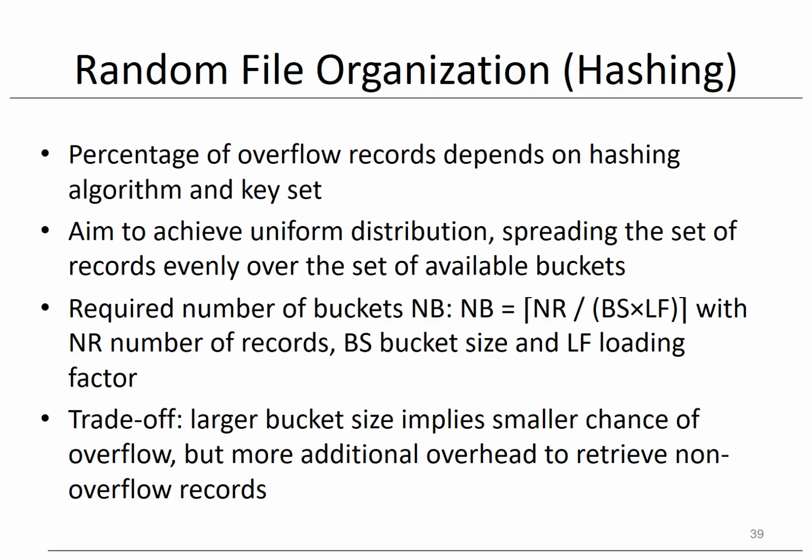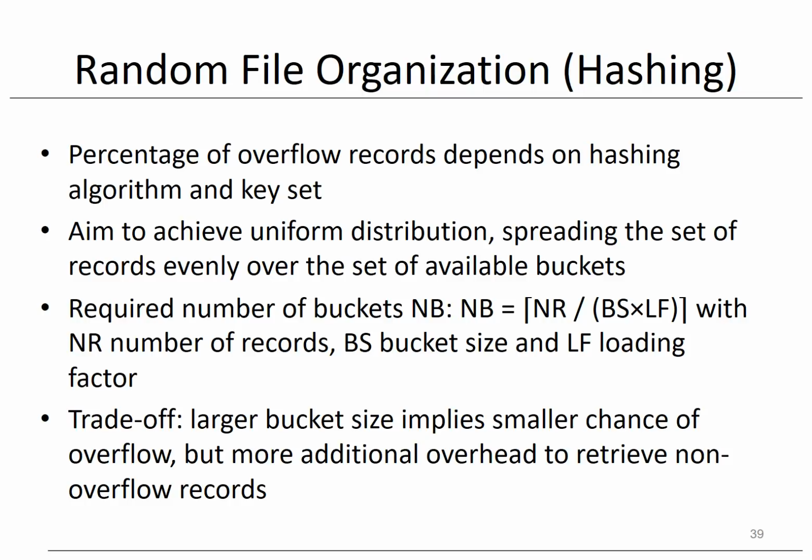In many cases, the key values are not distributed evenly. It is up to the hashing algorithm to map this irregularly distributed key set as evenly as possible onto a set of addresses. The aim of random file organization is to achieve a uniform distribution, spreading the set of records evenly over the set of available buckets because this would minimize the chance of overflow. Yet, in practice, the best performing hashing algorithms closely approximate the results of a theoretical random distribution rather than the ideal of a uniform distribution.